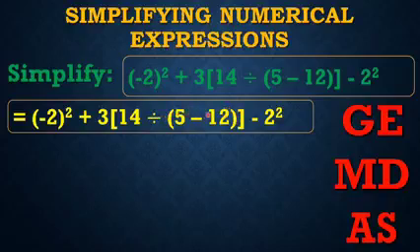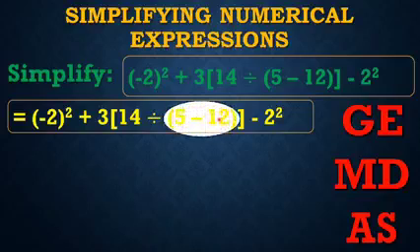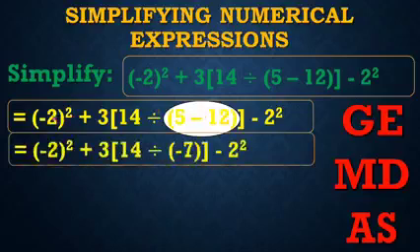Again, based on rule number 1, we need to perform the grouping symbols first. What if there are grouping symbols inside other grouping symbols? You need to operate the innermost grouping symbols first. So in this case, we operate 5 minus 12 first, since it is the innermost grouping. 5 minus 12 is equal to negative 7. Then bring down the negative 2 squared.